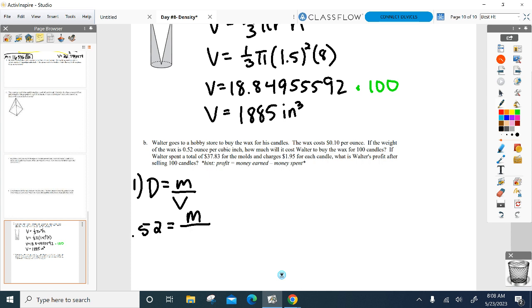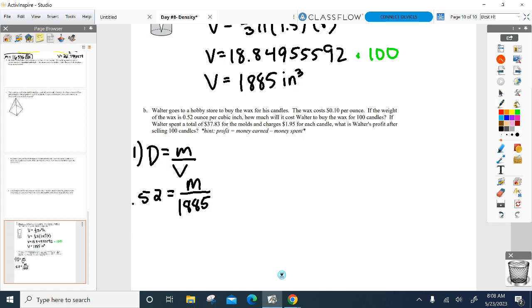What's the mass for the 100 candles? And we already know the volume, right? 1,885. So how much does 100 candles weigh in ounces? I'm getting 980.2 ounces. Everyone, yes, for 100 candles, we're good?